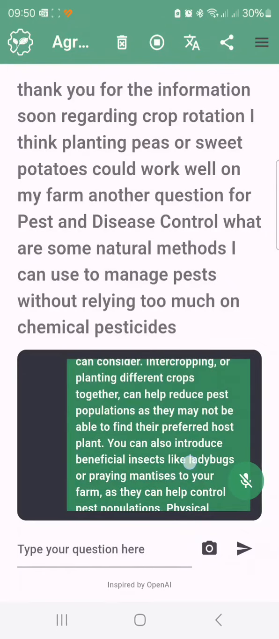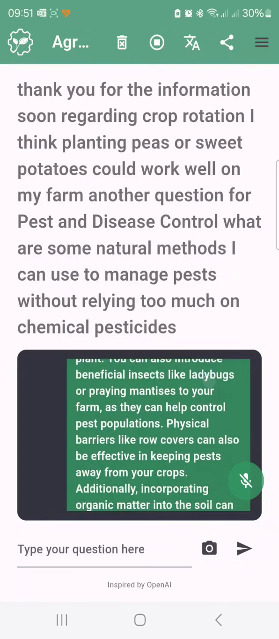Intercropping, or planting different crops together, can help reduce pest populations as they may not be able to find their preferred host plant. You can also introduce beneficial insects like ladybugs or praying mantises to your farm, as they can help control pest populations. Physical barriers like row covers can also be effective in keeping pests away from your crops.